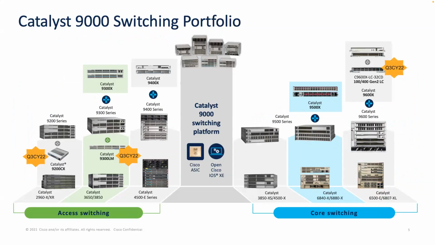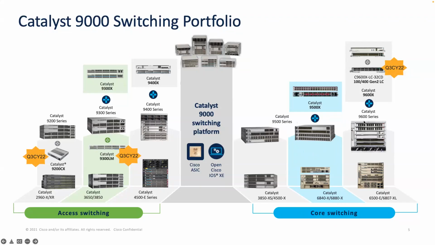Let's take a look at this slide. Cat9K has a comprehensive product line which replaces the entire legacy Catalyst from 2K all the way to 6K. From the marketing perspective, the switches are divided into two categories. One is the access switching. You can see on the left side the 9200 series, 9300 series, and 9400 series. The other part is the core switching, which contains only the 9500 series and the 9600 series.